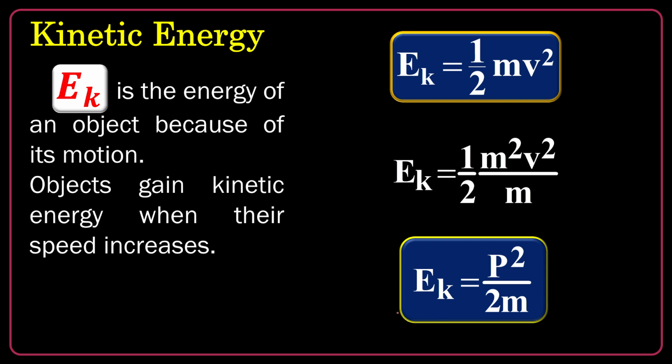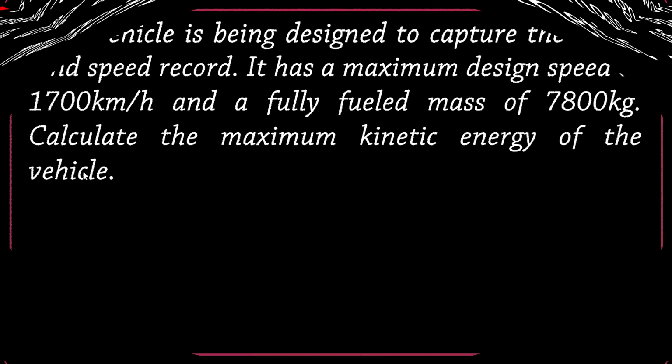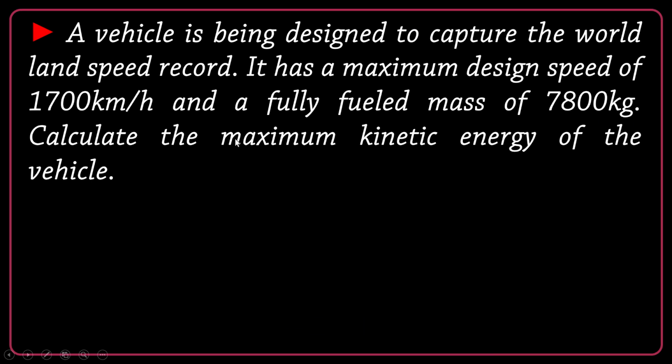So momentum squared divided by 2m is another alternative for kinetic energy. Keep in mind, kinetic energy in SI units will have the unit of joule. A vehicle is being designed to capture the world land speed record. It has a maximum design speed of 1700 km per hour and a fully fueled mass of 7800 kg. Calculate the maximum kinetic energy of the vehicle.